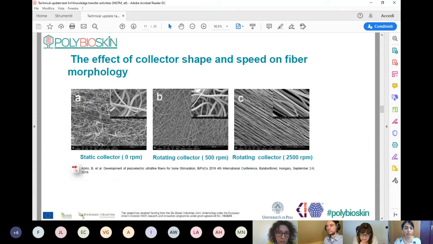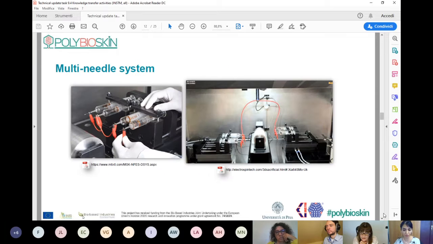Here you can see some fibers that we produce in our group by electrospinning, and I just wanted to show you the effect of the collector velocity and how it can affect the fiber alignment. As you can see, by increasing the speed of the rotating collector, we could improve the alignment of the fiber.